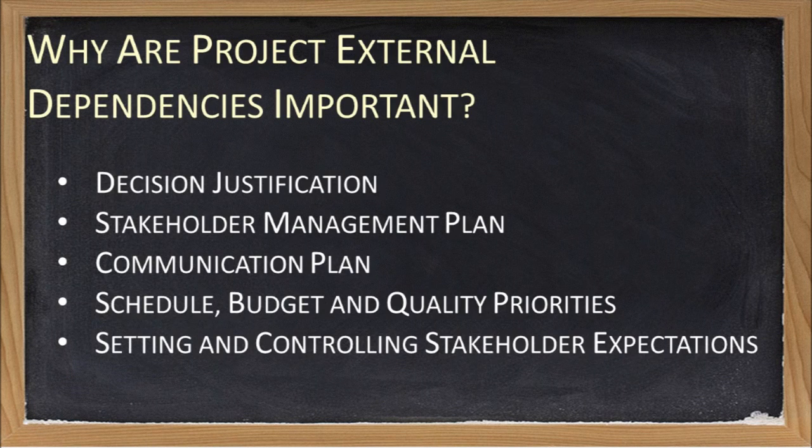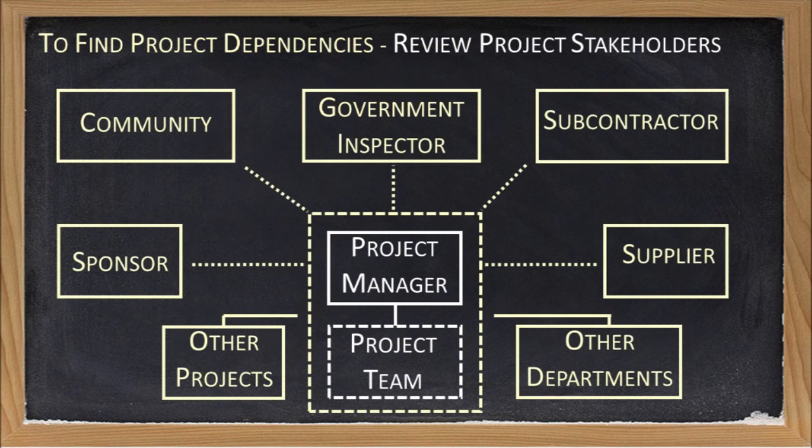Acknowledging and understanding these external dependencies helps justify some of the decisions that were made during the planning process. They can help shape your stakeholder and communication plan efforts. They can help control stakeholder expectations for the project, and they can highlight potential vulnerabilities of the plan. The easiest way to find external dependencies is to simply review your project stakeholders. By identifying who the project is dependent on and why, you identify project dependencies.